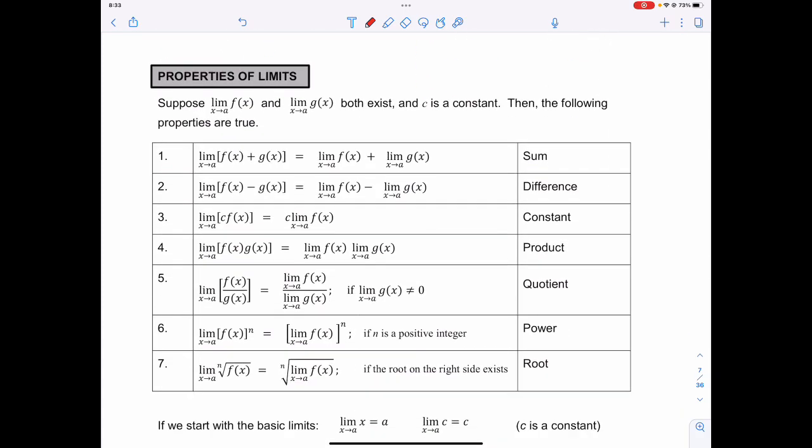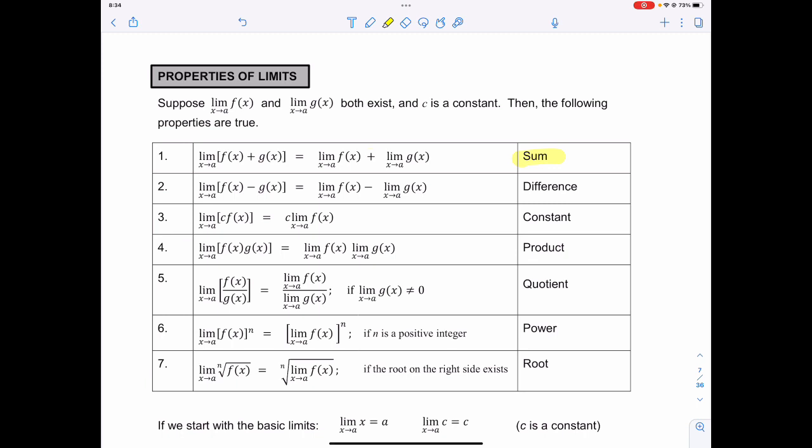When we take a look at the properties of limits, suppose the limit as x approaches a of f of x and the limit as x approaches a of g of x both exist and c is a constant, then the following properties have to be true. The limit as x approaches a of f of x plus g of x would have to be the same as the limit as x approaches a of f of x combined with the limit as x approaches a of g of x. They're just a sum.